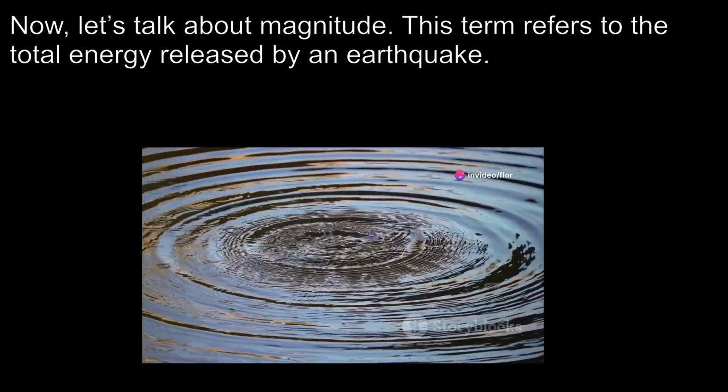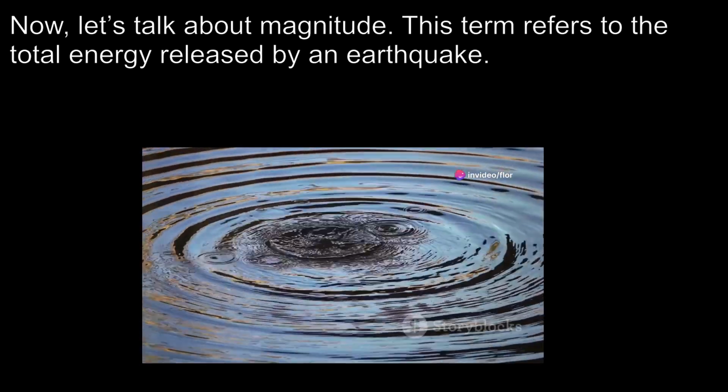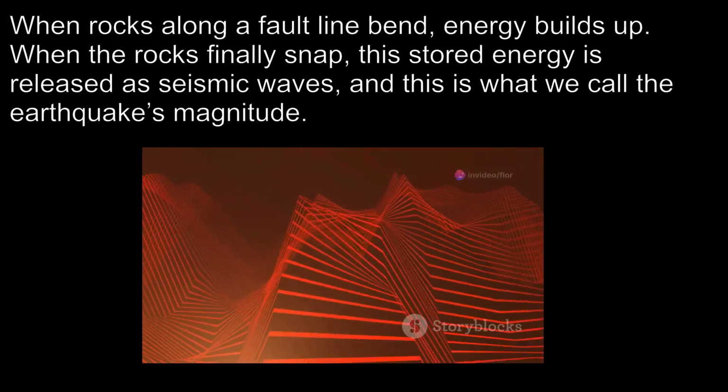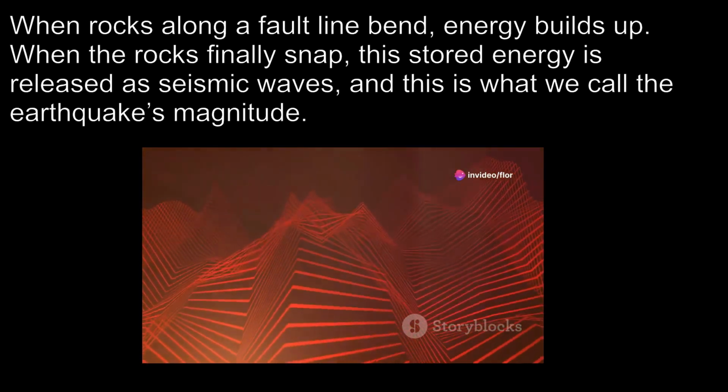Now let's talk about magnitude. This term refers to the total energy released by an earthquake. The splash is the magnitude, but the ripples are the intensity. Close to the splash, big ripples. Farther away, smaller ripples. When rocks along a fault line bend, energy builds up.